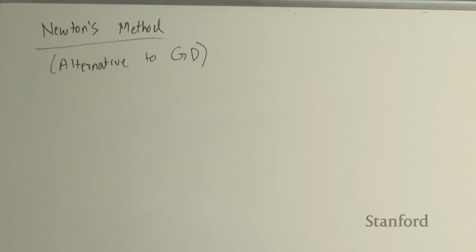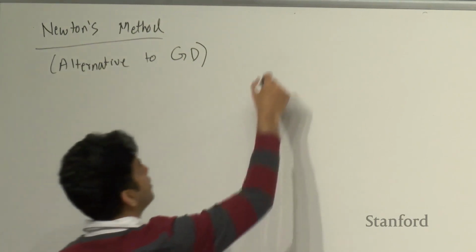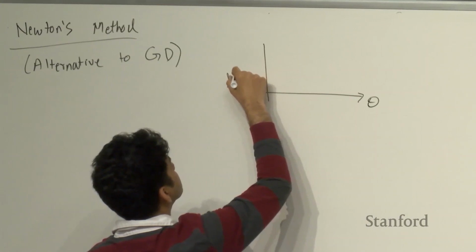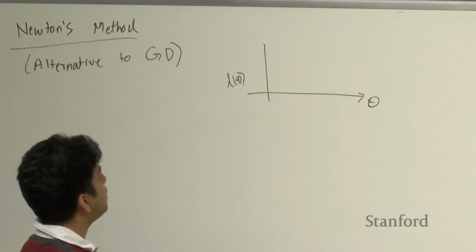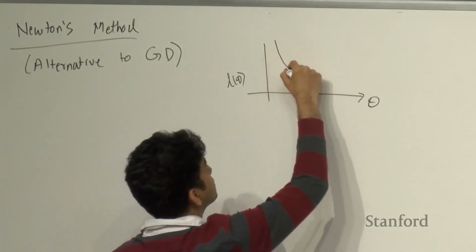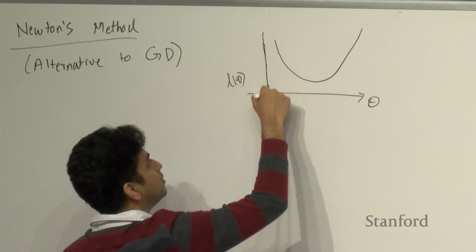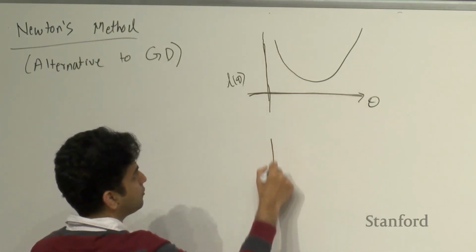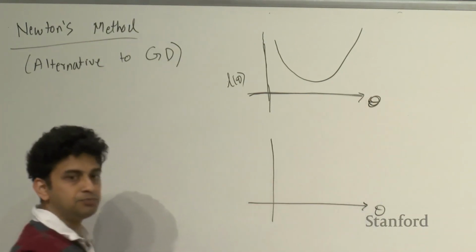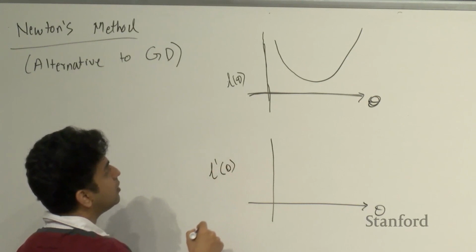And the intuition for Newton's method is something like this. Let's draw some pictures. Let's assume we are trying to minimize a function, some kind of a loss function, right? And let's say your loss function looks like this. And similarly, for the same setting, here we are assuming a one-dimensional input. So the derivative, not the gradient, the derivative, let's call it L prime of theta. How would that look?